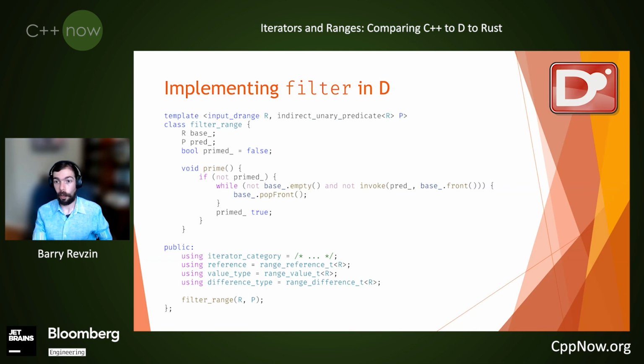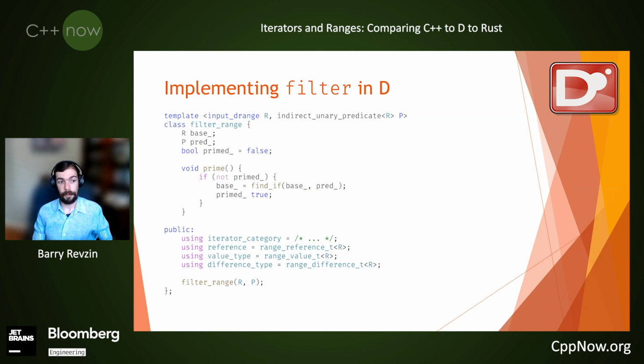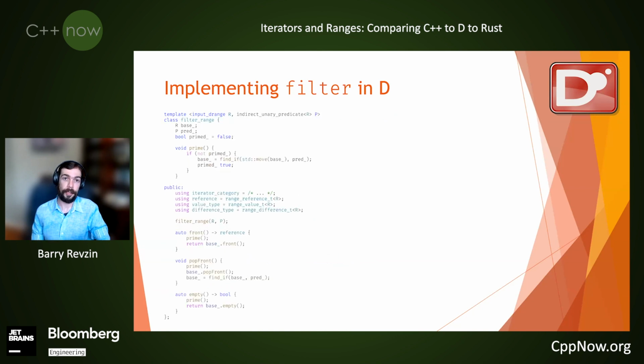And of course, we want to avoid using raw loops like this, so we could replace this with a find if. Notably, in C++, algorithms return iterators, but in D, we don't have iterators, so algorithms return ranges. In this case, find if returns a range starting from the first element that satisfies the predicate. And we'll get more into algorithms shortly. So now that we have prime, which ensures that the first element in the underlying range satisfies the predicate, or it's empty, we can implement all 3 of our operations using prime.